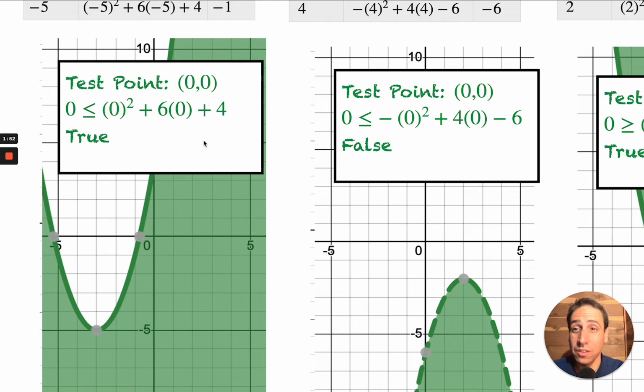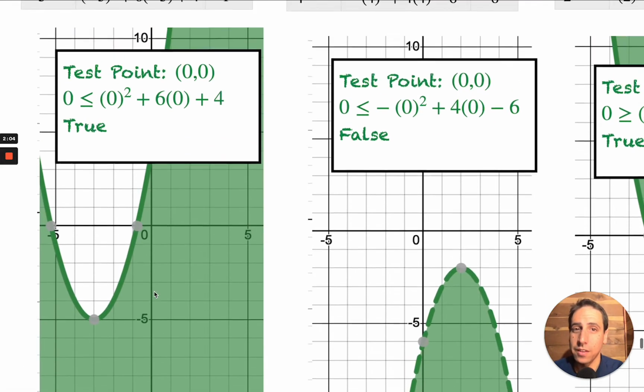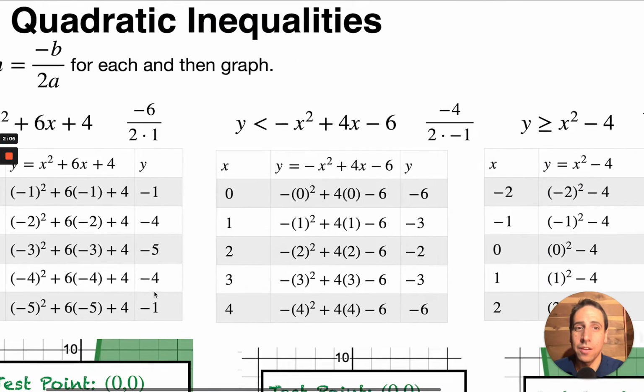0, 0 is a solution of the inequality, and if it's a solution of the inequality, then so are all the other points in its neighborhood. So boom, there, you can shade in everything on this side of the parabola. Yay! Let's do the same thing again here.